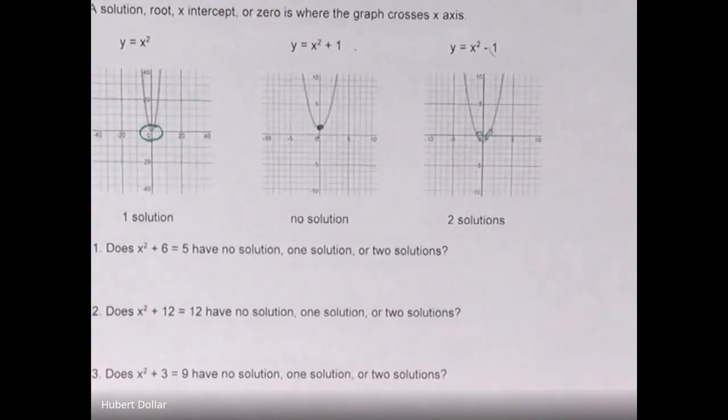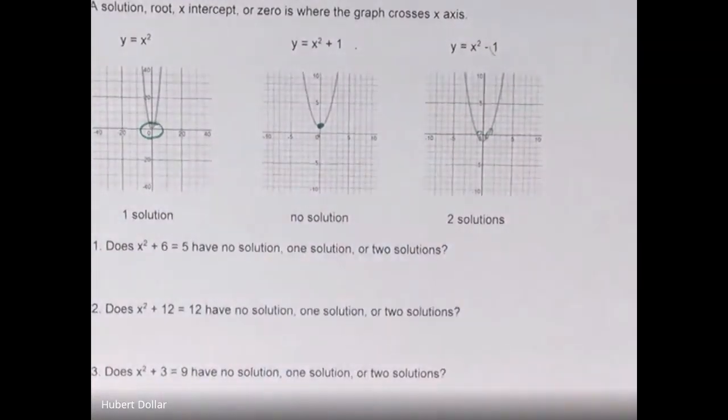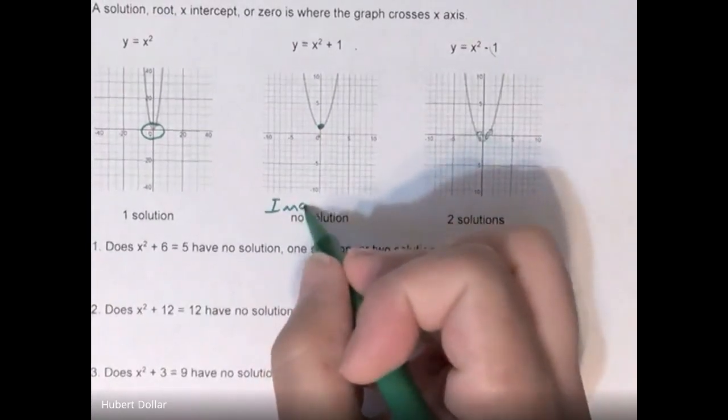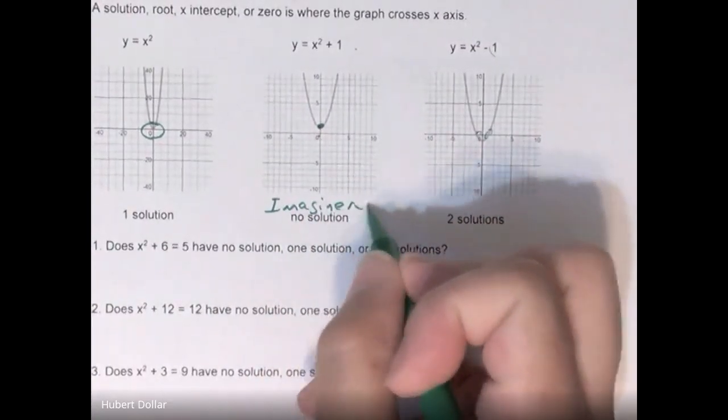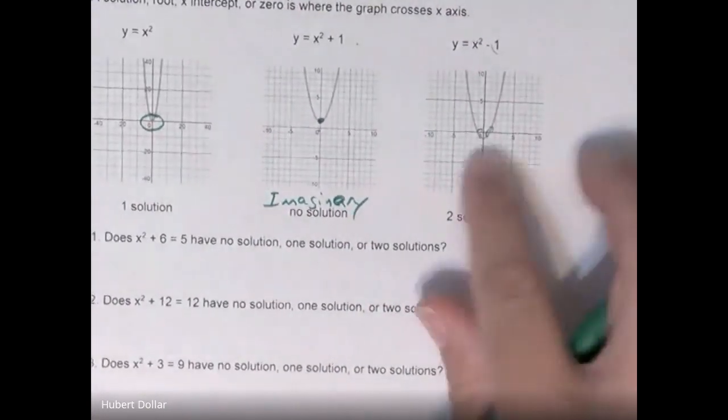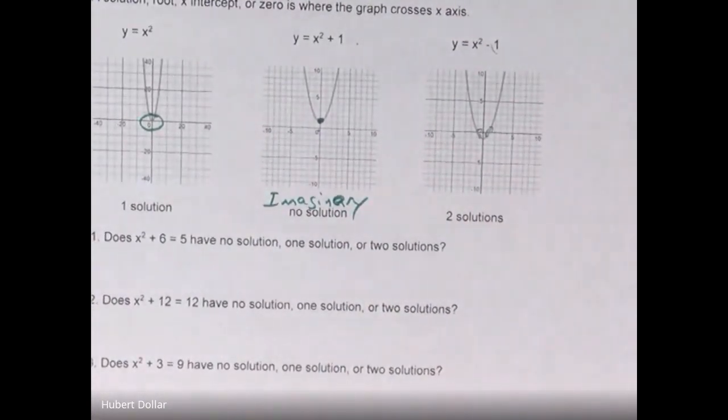So every quadratic function either has one solution because it touches the x-axis one time, no solution because it does not cross the x-axis, and sometimes we call these imaginary solutions, and that's later in life. And then if it crosses twice, we call it 2 solutions, and those are the only 3 things that can happen.